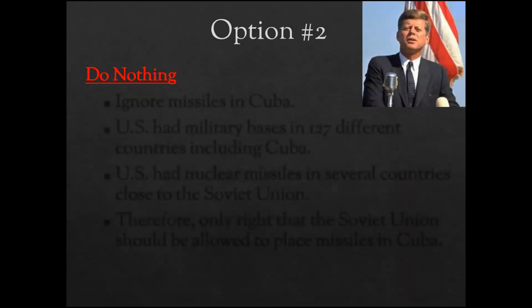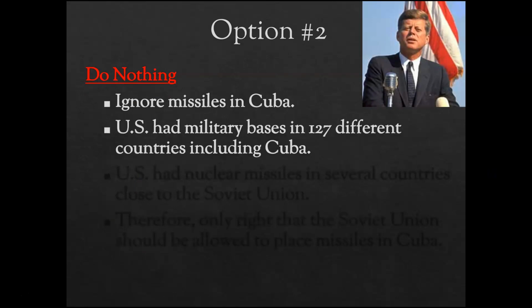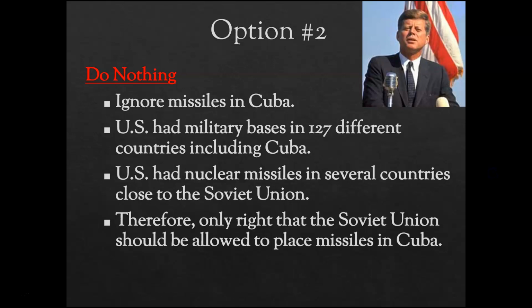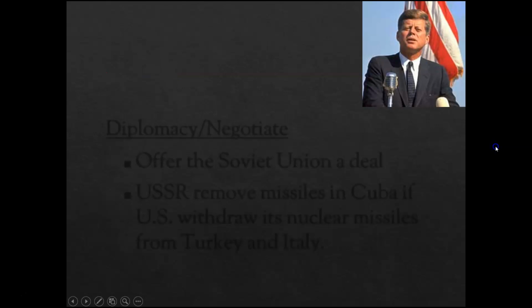Option 2, do nothing. Ignore the missiles in Cuba. The U.S. had military bases in 127 different countries. The U.S. had nuclear missiles in several countries close to the Soviet Union. Therefore, it's only right that the Soviet Union should be allowed to place missiles in Cuba. He could have done nothing. There's a time and a place. Doing nothing is the best option. I don't want to give my opinion. I want you to think of what you think is right. Use your own brain.